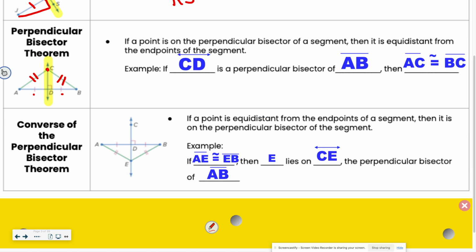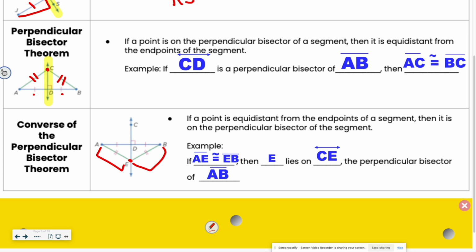Now the converse, we love the converse, we're flipping the order. This time we're first told if a point is equidistant from the endpoints of a segment, then it's on the perpendicular bisector of our segment. So now this time, folks, we were first told E is equidistant from A and B, meaning AE is the same distance as EB. And if that's the case, then we would know point E is on our perpendicular bisector CE.